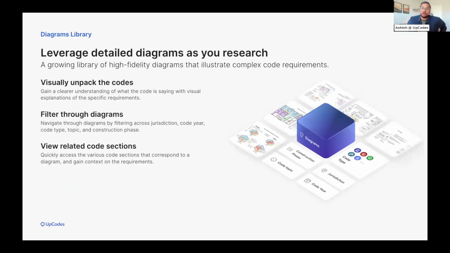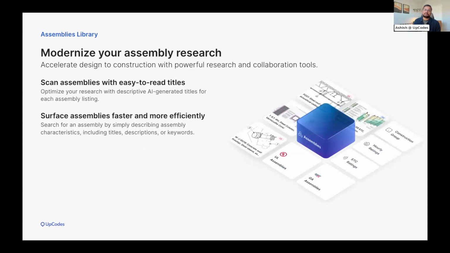Our second library is Diagrams. Diagrams Library is a growing library of high fidelity diagrams that illustrate complex code requirements. We currently have over 1,600 diagrams on our platform with dozens that keep coming every single month. With Diagrams Library, you can visually unpack the codes to gain a clear understanding of what the code is saying. And you can also filter through the diagrams and view related code sections.